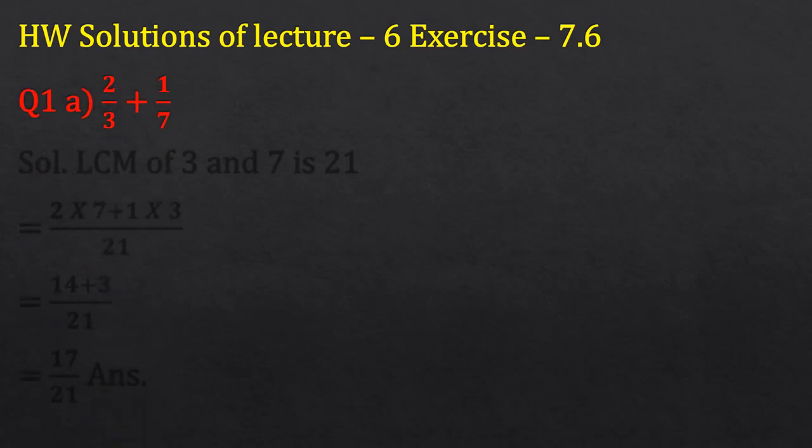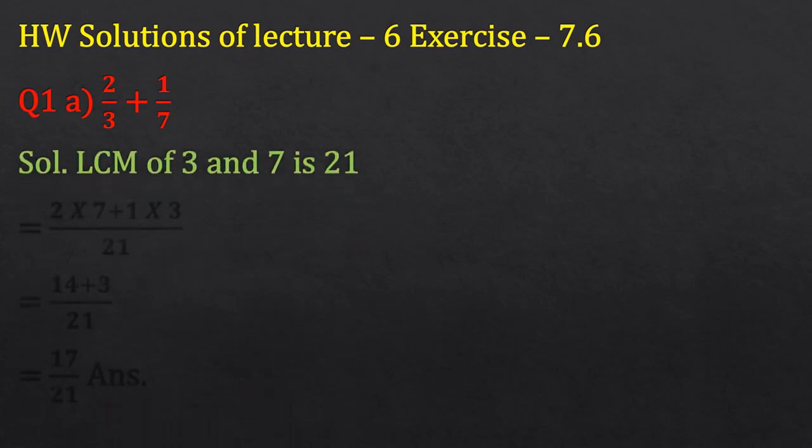Okay. Now see, 2 upon 3 plus 1 upon 7. While doing the homework solution, I will make you understand once again how to add or subtract unlike fractions. Now see, they are unlike fractions as they have different denominators. So we will take the LCM of 3 and 7, the LCM of denominators, that is 21.